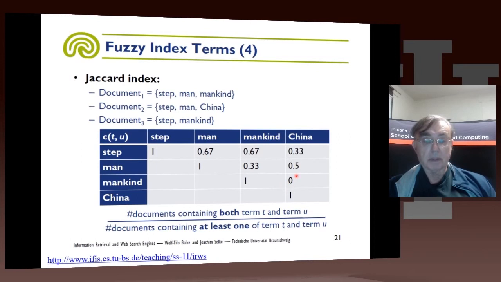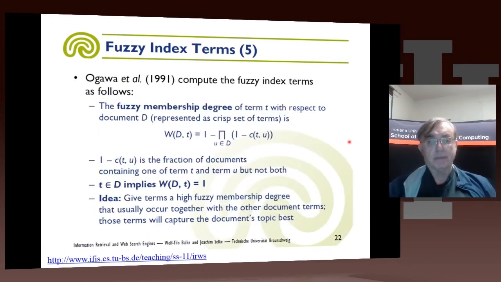Mankind and China, there is no document with mankind and China, so that's the only actual 0 here. So that's the Jacquard coefficient. We can now use the Jacquard index to calculate one particular form of a fuzzy index due to Ogawa. This is pretty old, over 20 years ago, so this obviously predated the web.